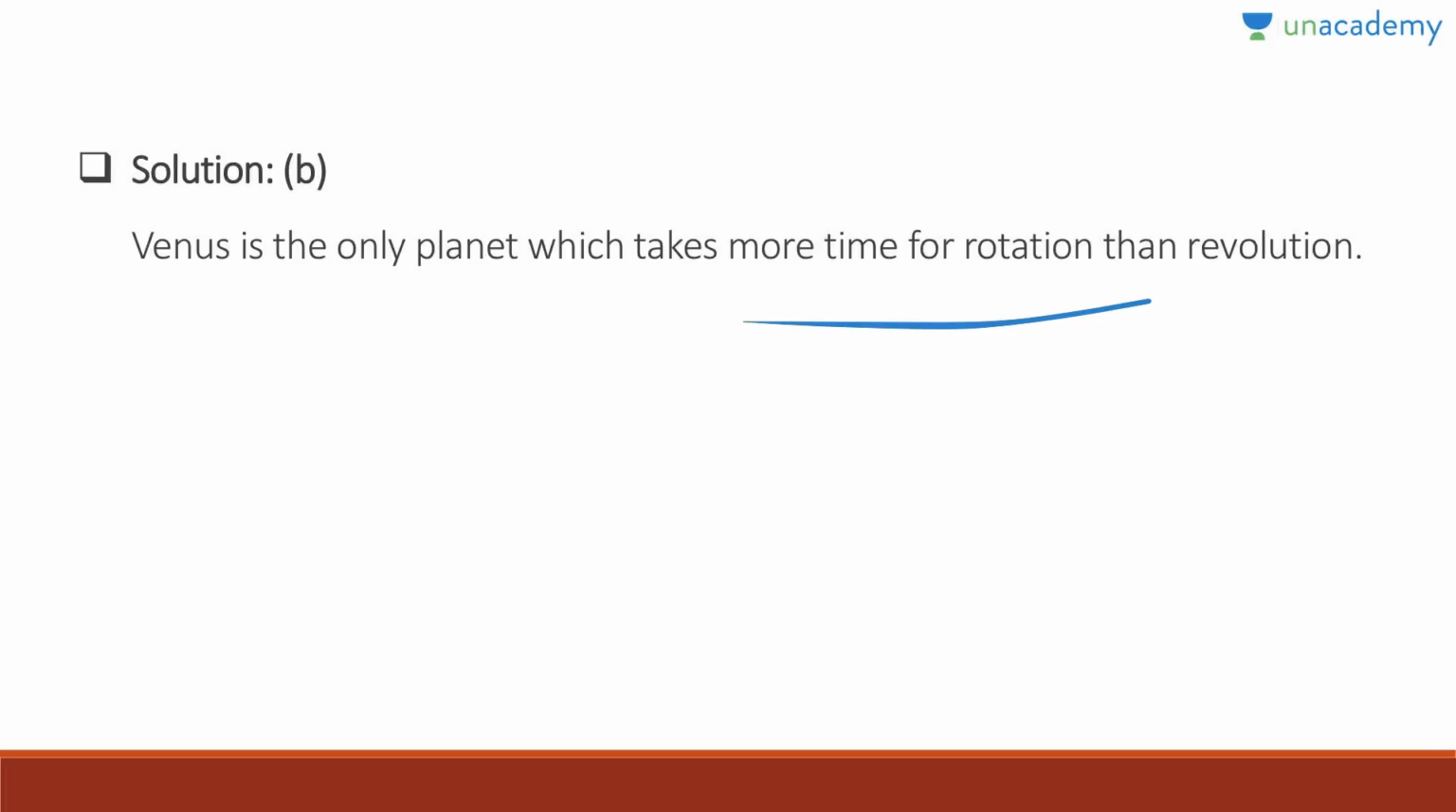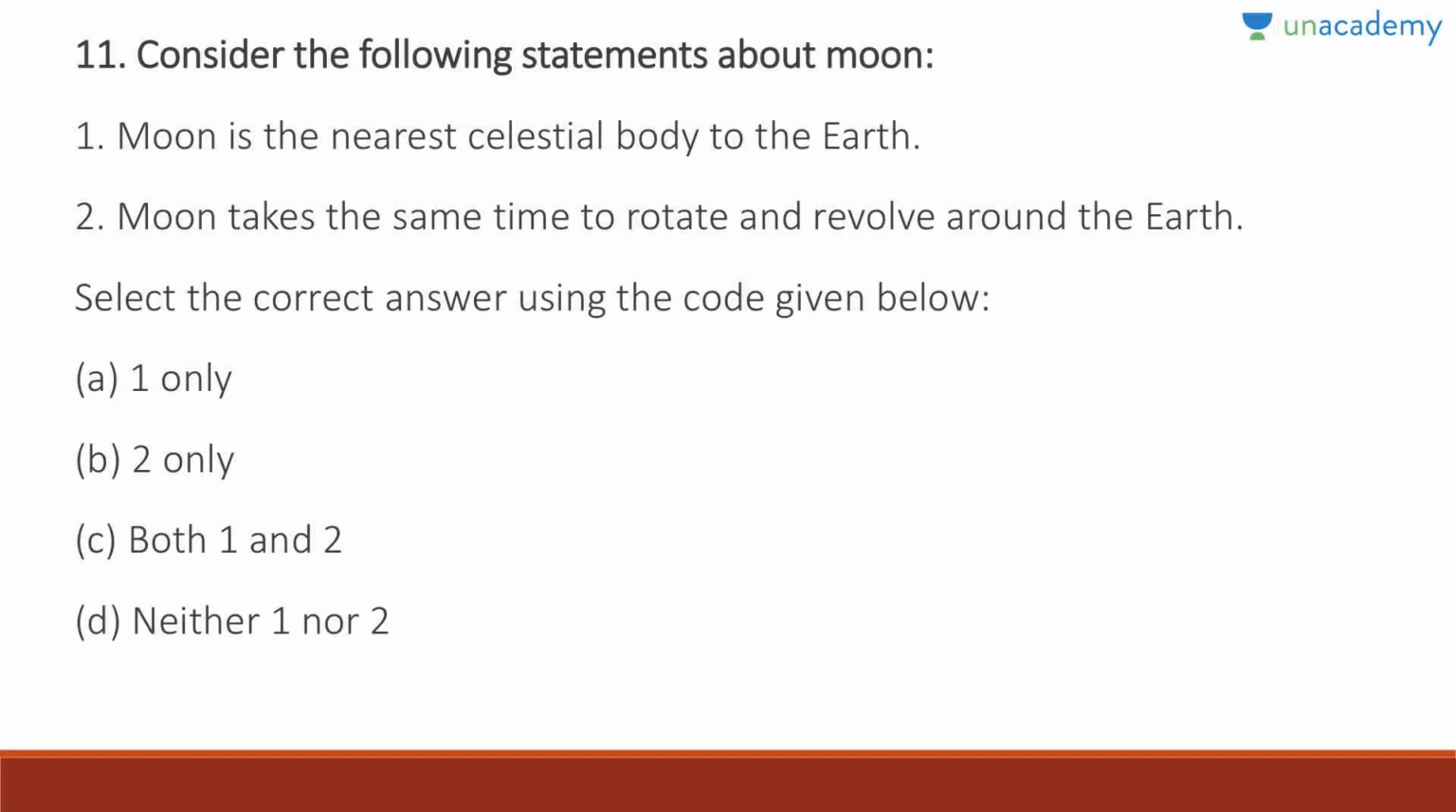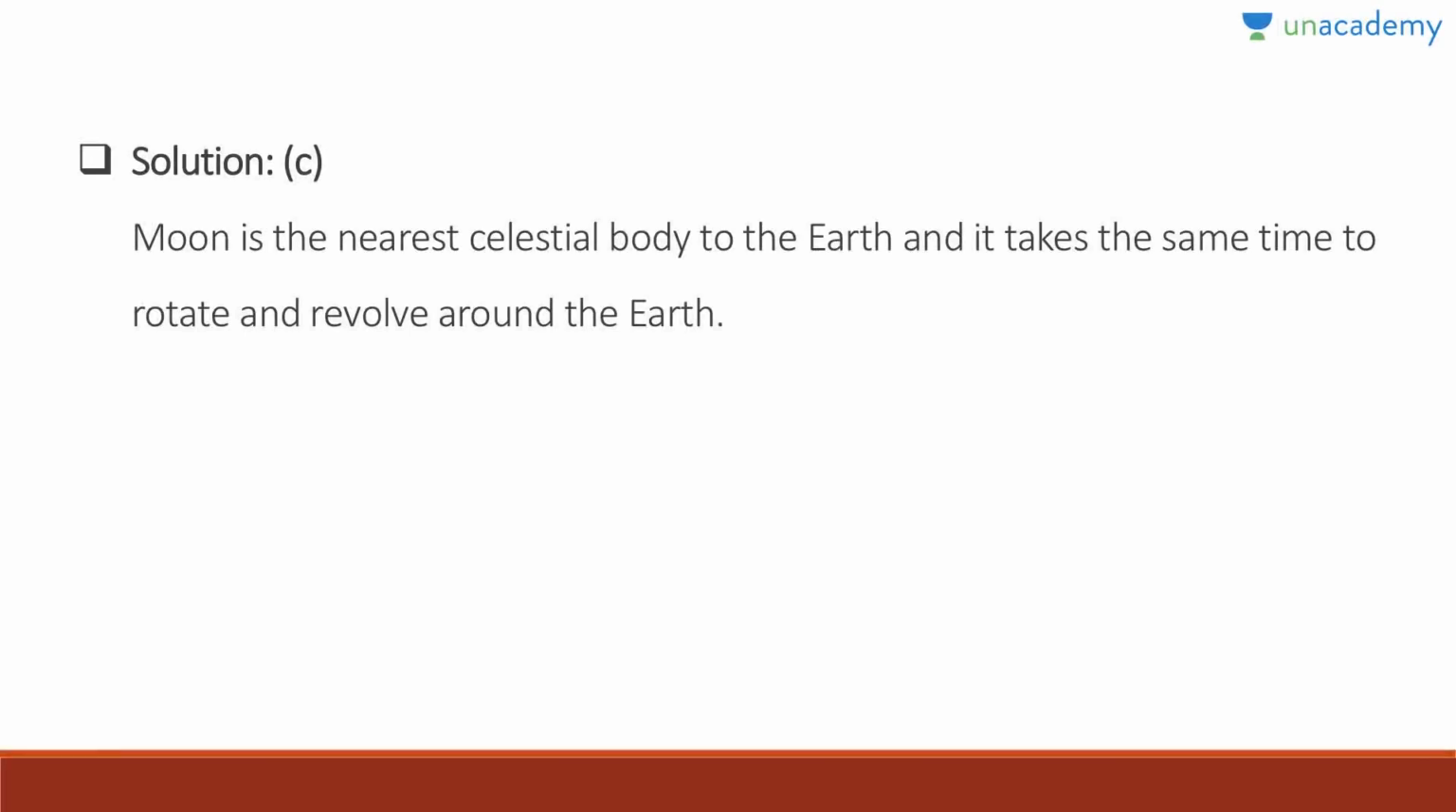Okay. Then question number 11. Let us see. Moon is the nearest celestial body to the Earth. Okay. Yes, this is absolutely correct. Moon takes the same time to rotate and revolve around the Earth. It is almost same. Yes. So answer here is C, both 1 and 2. So Moon is the nearest celestial body to the Earth. It takes the same time to rotate and revolve around the Earth.